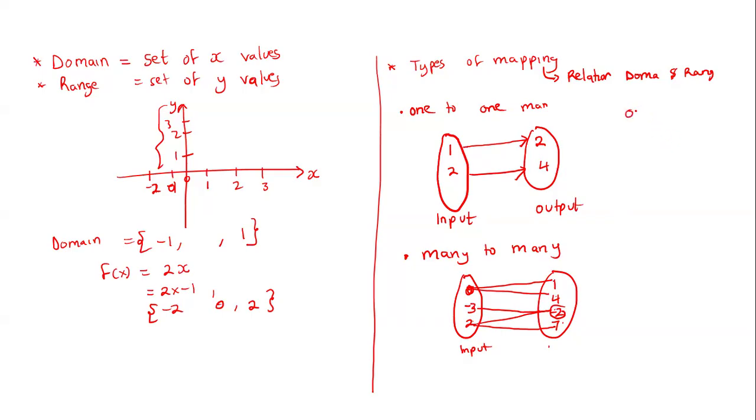Then we have what we call one-to-many. One-to-many means that one input on this side has many outputs on this side. Take an example. In case I have 1 and I have 1 and 5, you can notice that this one is mapping onto 1, this one is mapping onto 5. So such a relation is what we call one to many, that one element has many outputs here.